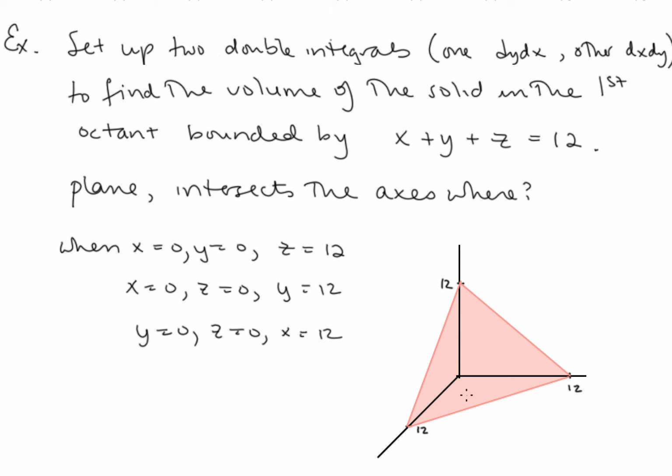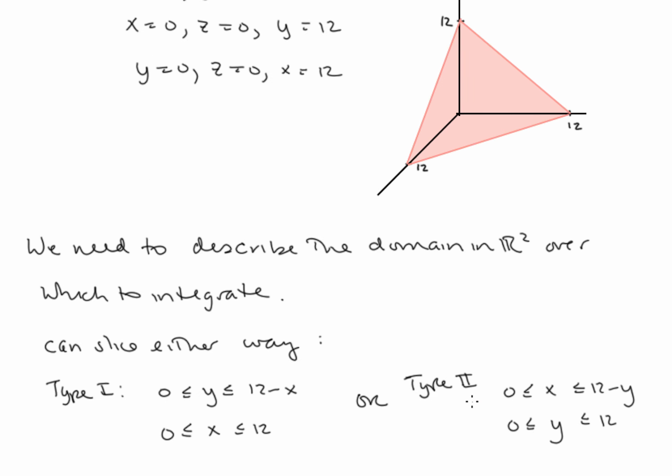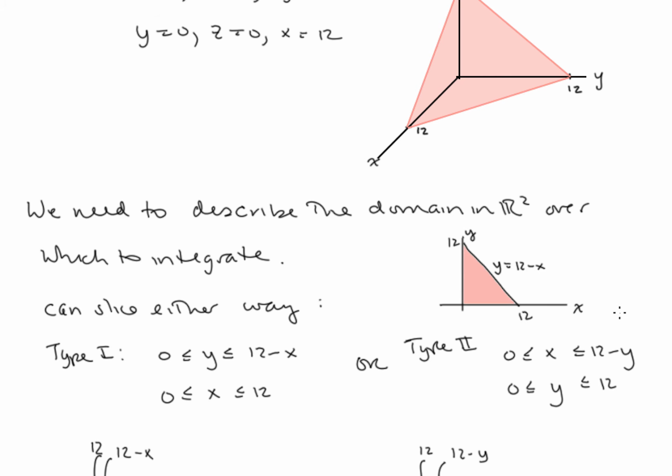And so we have to first describe our domain in the two-dimensional plane. What's happening in the xy plane here? We've got the line y equals 12 minus x. We've got x equals 0 and y equals 0. So we can slice this as top to bottom or as right to left, as a type 1 or a type 2. So here's our region as it appears in the two-dimensional plane with the x-axis here and the y-axis here.